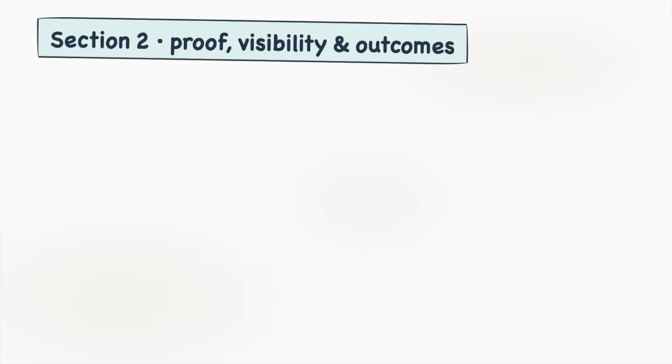Section 2. Proof, Visibility, and Outcomes. Now, let's zoom out from the ground level to see the eagle-eye visibility this provides to management and leadership.